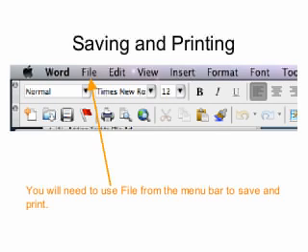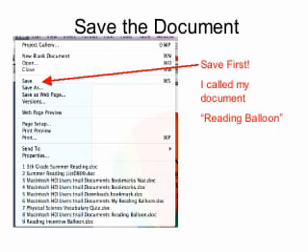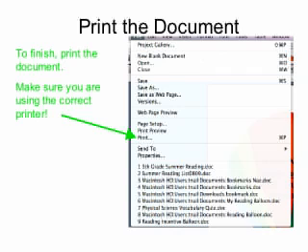Finally, I want to make sure I save and print my document. You're going to use the File choice on the menu bar. First thing I'm going to do is save because I don't want to lose my work. I called my document Reading Balloon. I click on Save or Save As and type in what I want to call my document and click on Save.